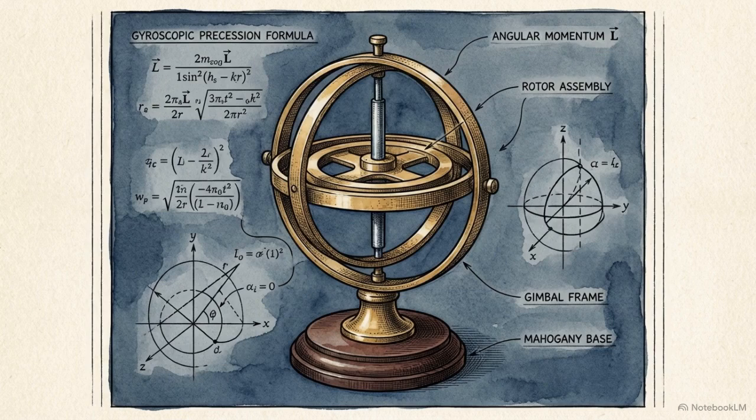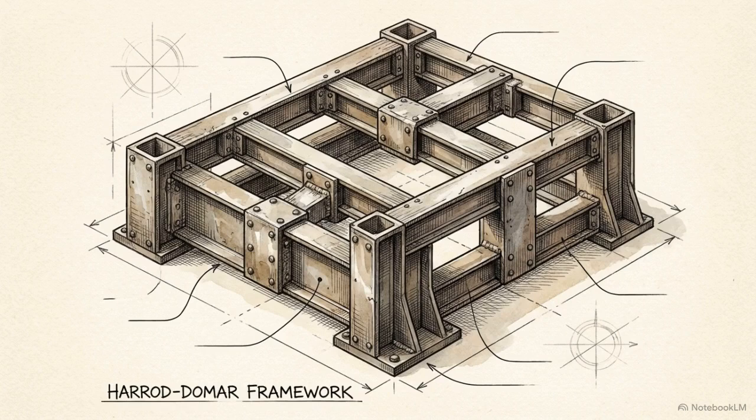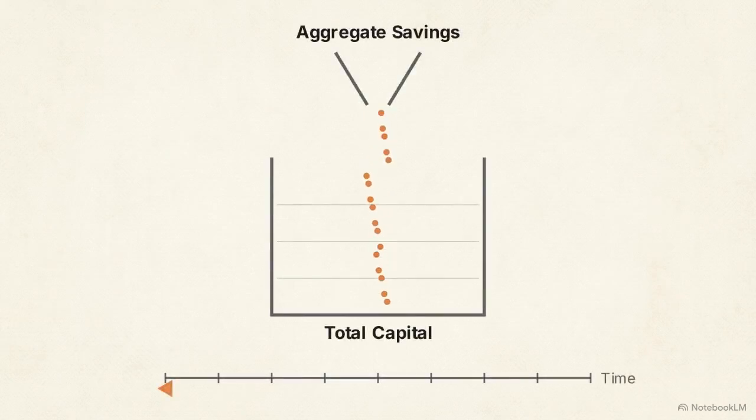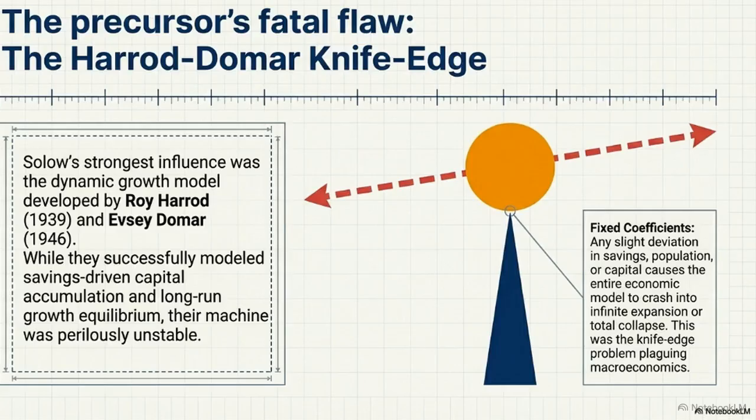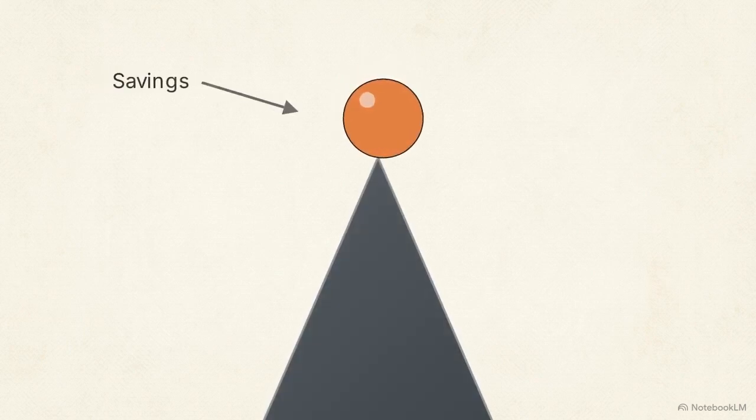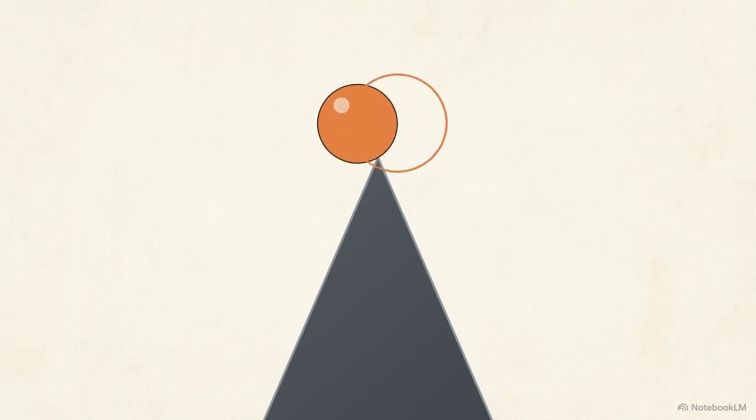The baseline chassis Solow inherited was the dynamic growth model developed by Roy Harrod and F.C. Domar. Their framework successfully demonstrated how aggregate savings drive capital accumulation over time. This diagram illustrates the fatal mathematical flaw embedded in their framework, the knife edge. The Harrod-Domar model relied on fixed coefficients, an assumption that capital and labor must always be used in a strict, unyielding ratio. Because of this rigidity, any slight deviation in savings or population causes the entire mathematical model to either explode into infinite expansion or crash into total collapse.